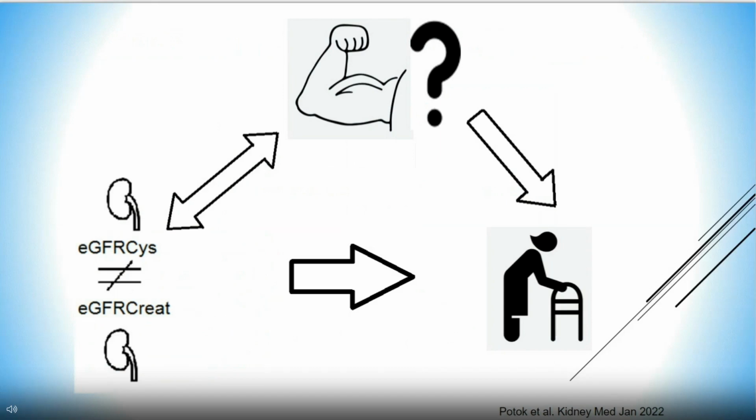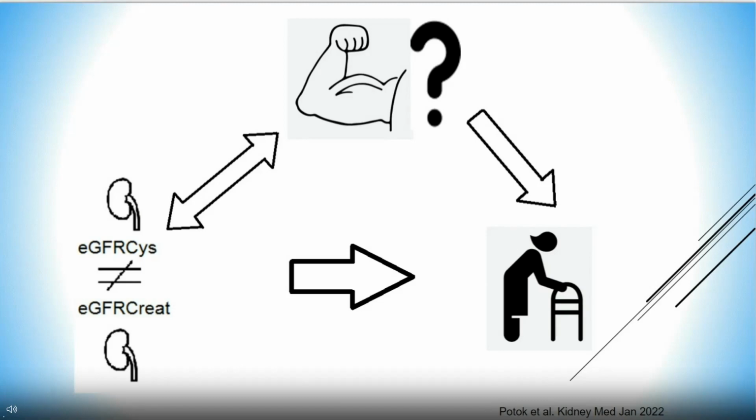So then we asked ourselves if muscle mass could explain this relationship between the difference eGFR cystatin minus eGFR creatinine and frailty. Is it all explained by muscle? And so we looked at this in the Health, Aging, and Body Composition study, where we had measures of muscle mass on imaging on both CT scan and DEXA scan.